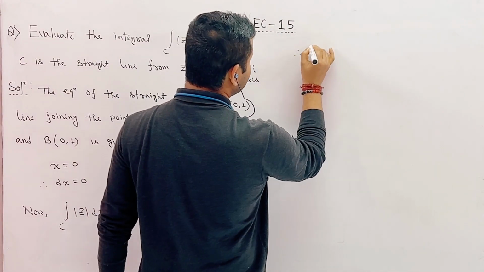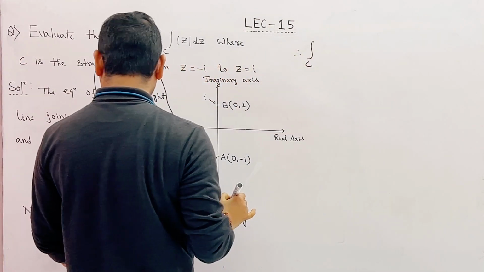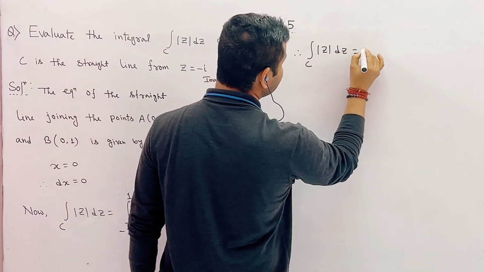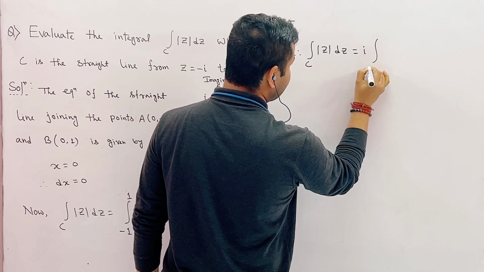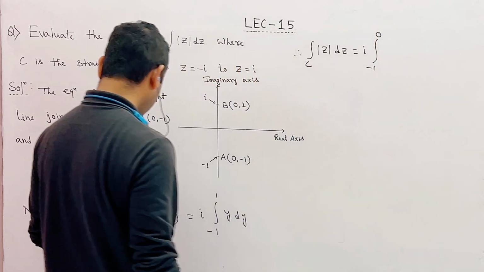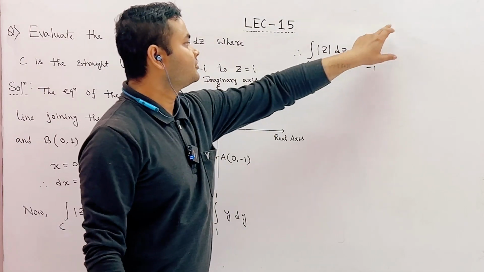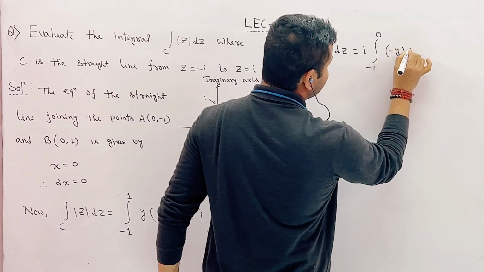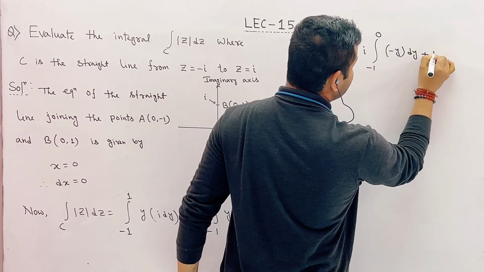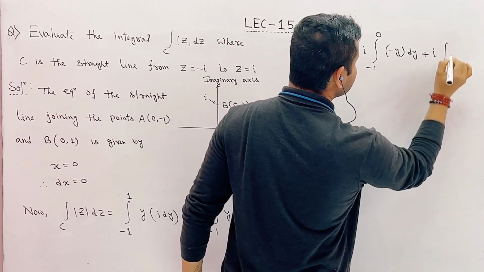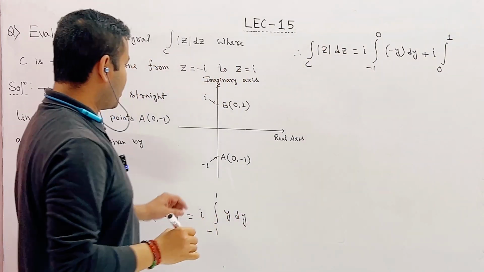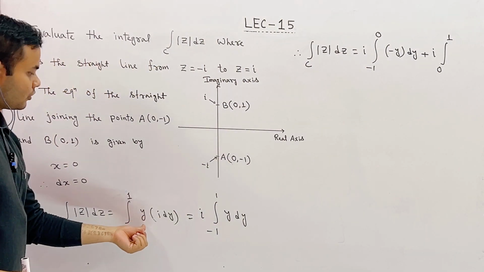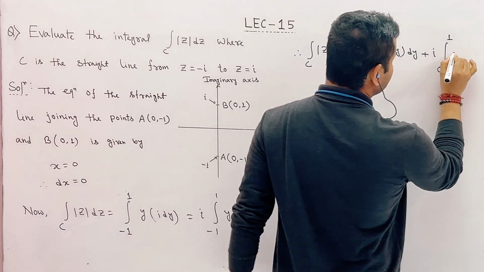So therefore, integration along part C modulus of z dz will be equal to iota integration -1 to 0. For -1 to 0, the y value is -y. So minus y dy plus iota integration 0 to 1. For y equal to 0 to y equal to 1, the value of y is always positive. So y dy.